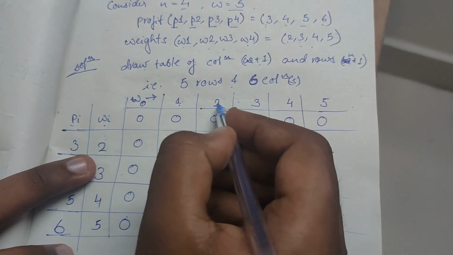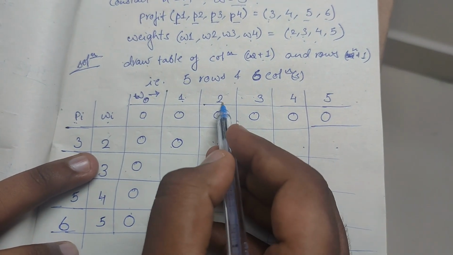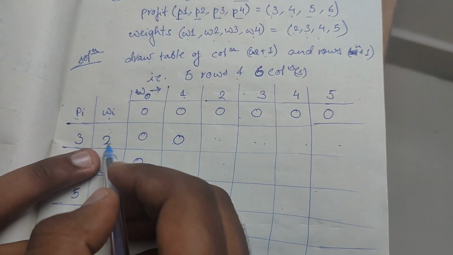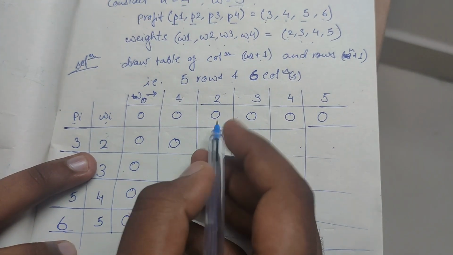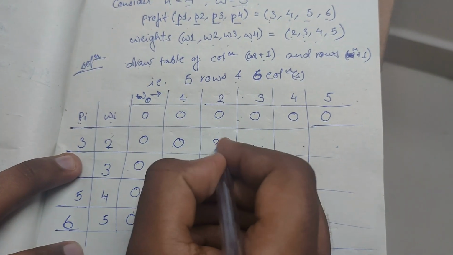Then capacity increased in this column. So knapsack capacity is now 2 and weight of that object is 2. So you can take it. If you carry 2 kgs, how much profit do you get? 3. So you will write here 3.